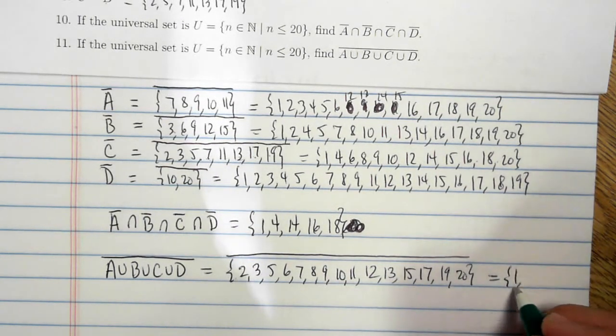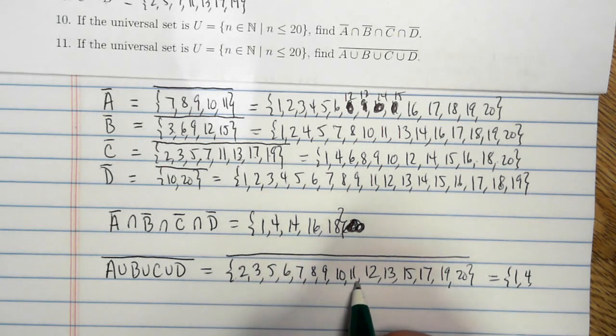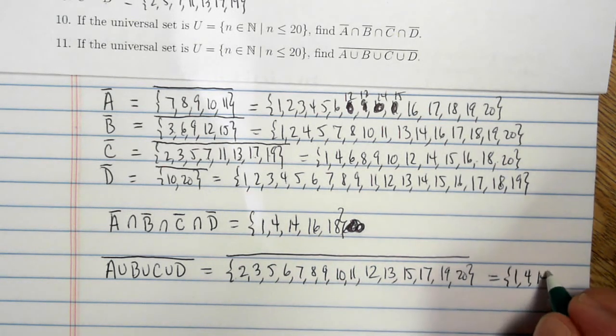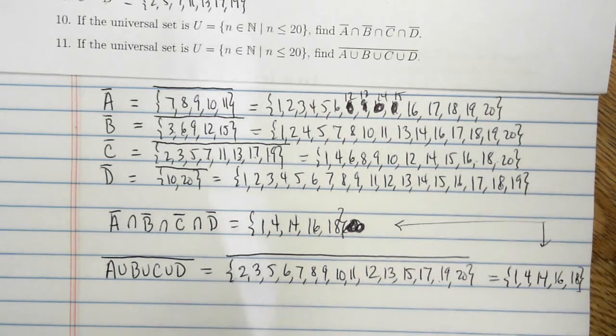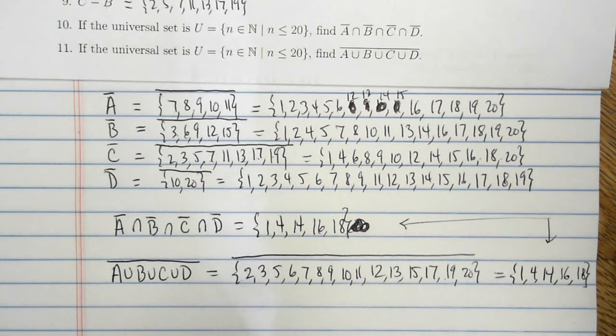So 1's not there. 3, 4's not there. 6, 7, 8, 9, 10, 11, 12, 13, 14's not there. 16 is not there. And 18 is not there. And not surprisingly, these two things are the same by De Morgan's laws. So that was a brute force way of confirming De Morgan's law that these two things are in fact always equal to each other. And just this problem illustrated that.